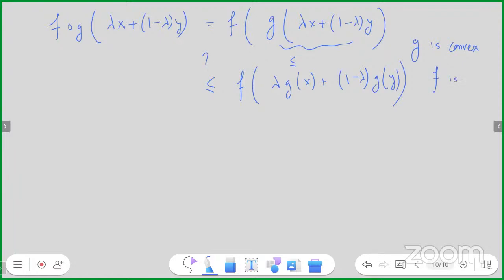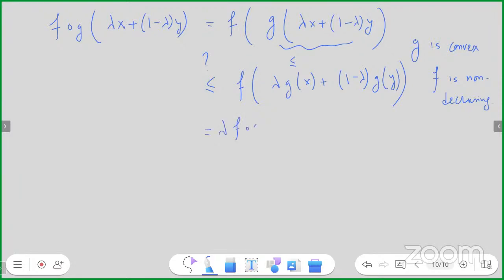F is non-decreasing. How do I get it? Internally, because of the convexity, this is smaller than this quantity. I'm not keeping it here because that makes no sense. I'm moving it to the outside, and that is only allowed if F is in fact not decreasing.